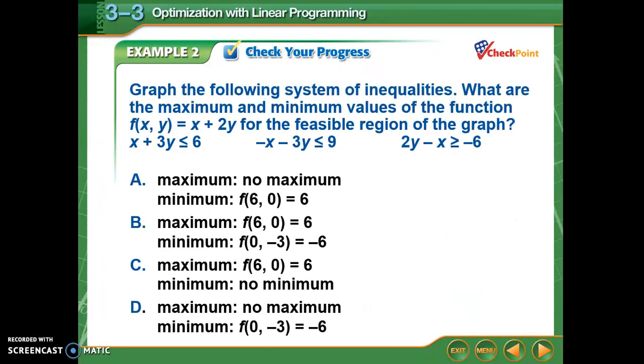So try this one. Okay, in this case, we end up with a maximum value of 6, and there's no minimum because of the way that this region is unbounded. If you have questions about that one, you can ask me in class, but you should be able to see that if you plugged in other points, you would keep finding values that would be smaller and smaller, and from that you can see that there is no minimum value.